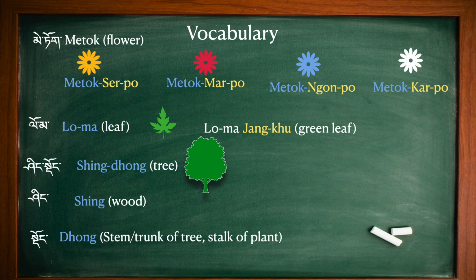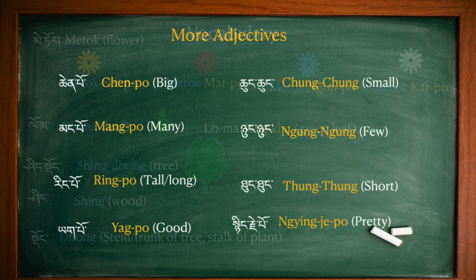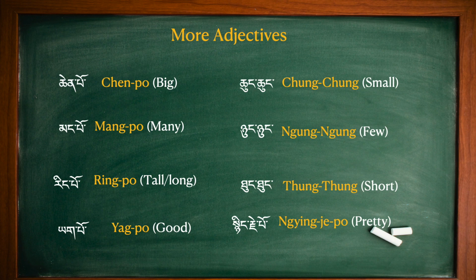So we will go through some more frequently used adjectives. Chenpo means big. Opposite of big is small. Small in Tibetan is chung chung. Chung in itself means small. Here, instead of article, like wa, po, or mo, word chung itself is repeated.